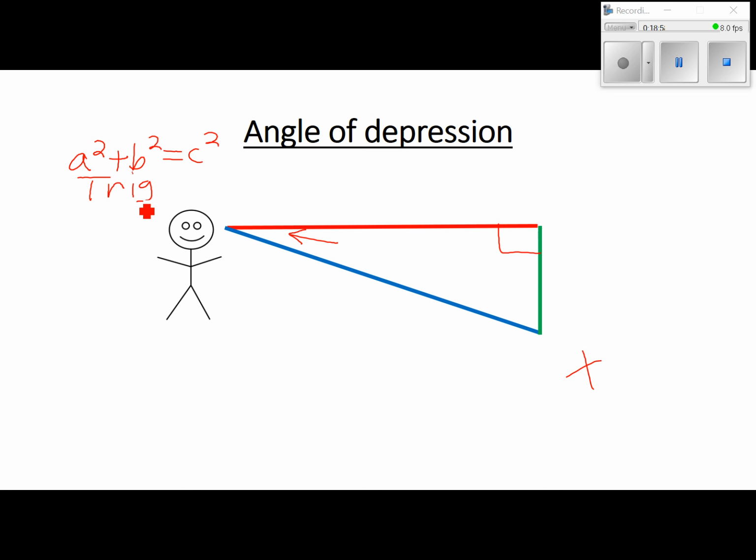They might tell you something like, you're standing on a cliff and you look down at a boat and your angle of depression is 38 degrees. Well, that's telling you that that angle right there is 38 degrees.